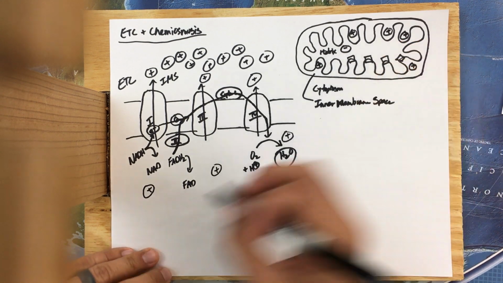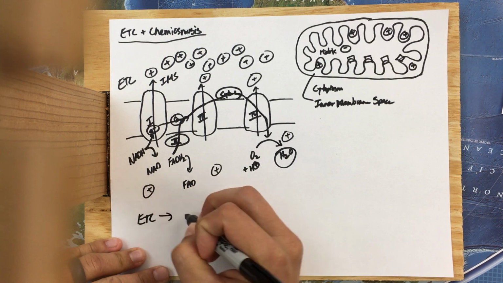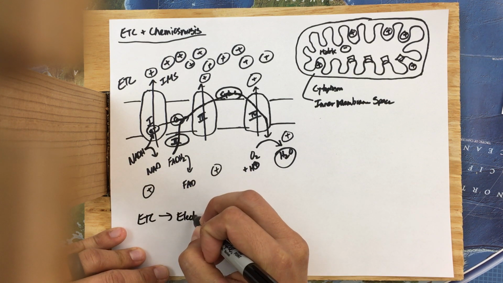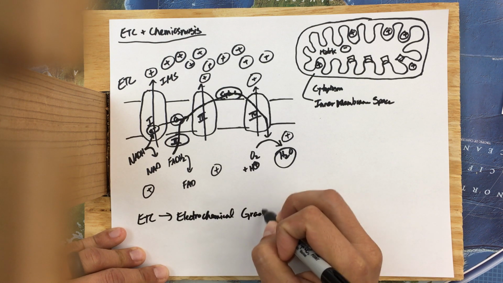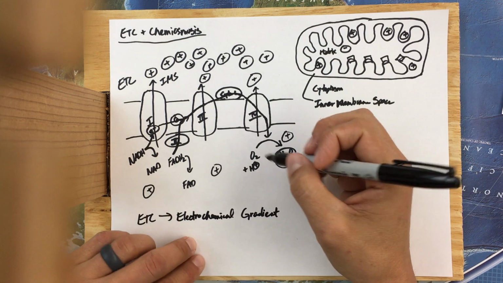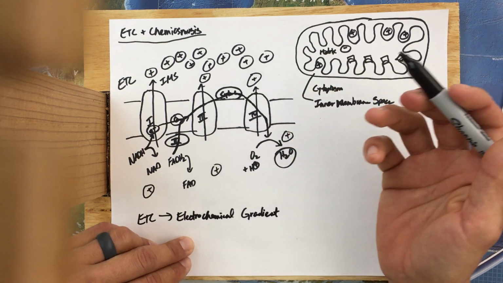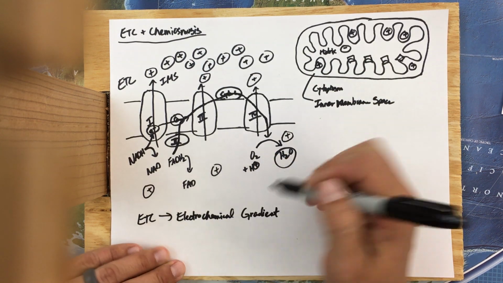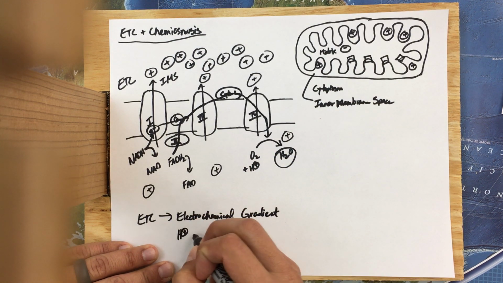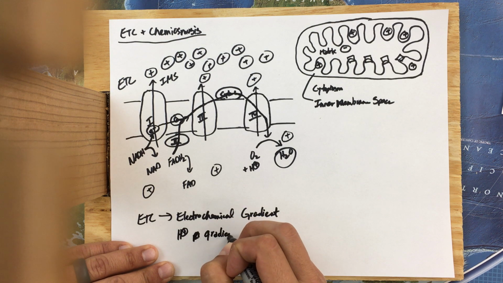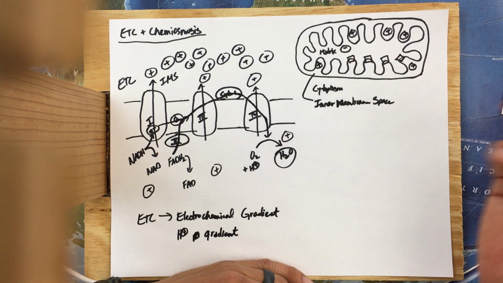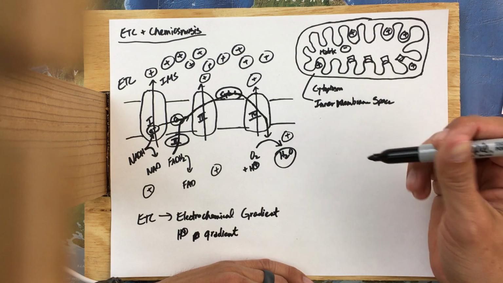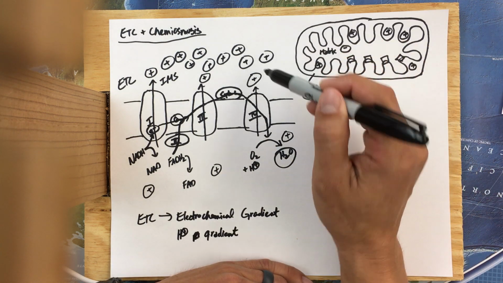And so the product of the ETC, the thing that it makes, is an electrochemical gradient. Meaning that we have a gradient of protons, but because the protons are charged, it also is an electrical gradient. So it's an electrochemical gradient. Or you could also just say it's going to create a proton gradient. Either one of those are probably describing the same thing. You've got this gradient of charge, a gradient of protons, a gradient of different molecules, and all of them are accumulating within the inner membrane space.